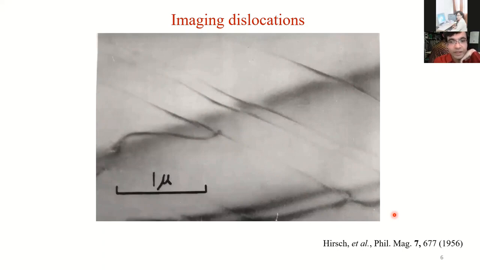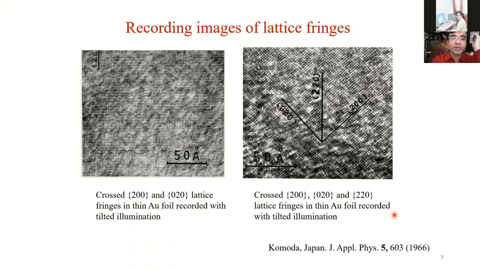And then as the microscopy improved in the 60s, people started chasing the lattice fringes. At that time, we didn't have aberration correctors, but we still had atomic resolution images without aberration correction. And here the resolution is good, but it is about 2 angstroms, not excellent, not sub-angstrom resolution like we have today.